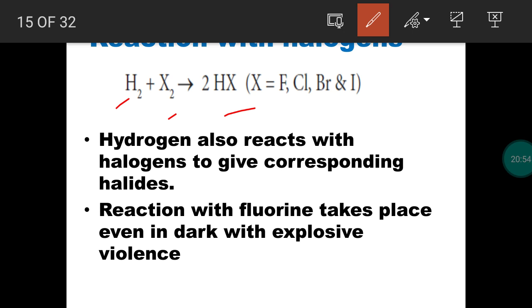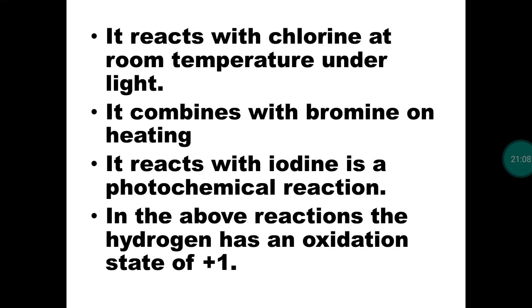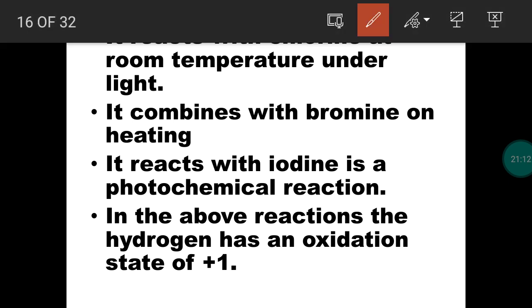So hydrogen and fluorine molecules will react violently. The reaction is explosive, and this will take place even in the absence of sunlight. Even in dark conditions, the reaction will take place. But when you take hydrogen gas and chlorine gas, the reaction will take place at room temperature in the presence of sunlight. In the absence of light, the reaction will not take place. It is a substitution reaction. Okay, we will discuss it later.